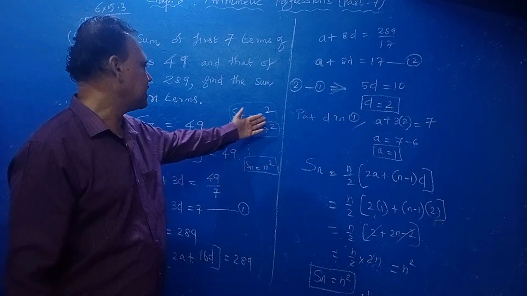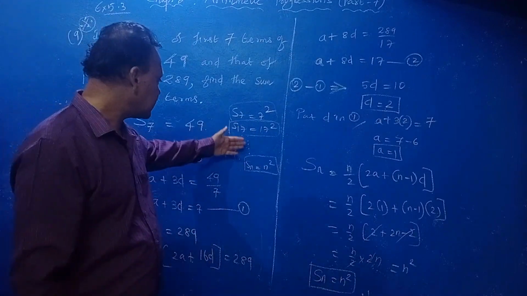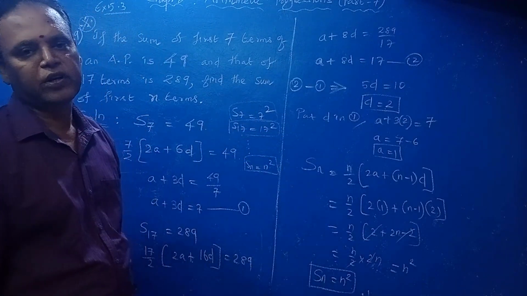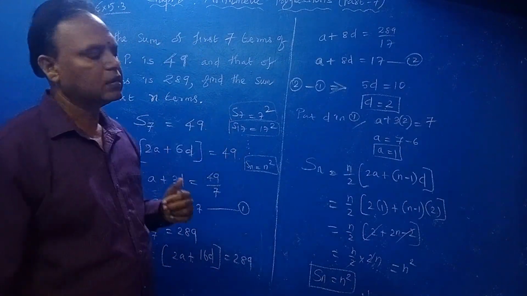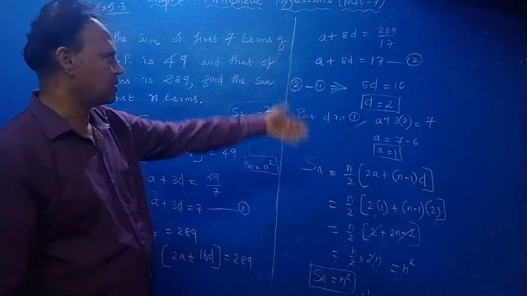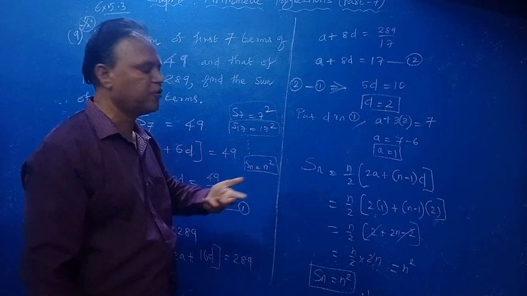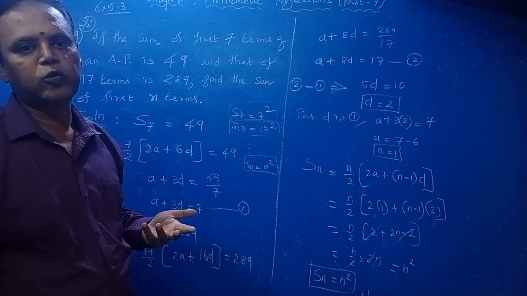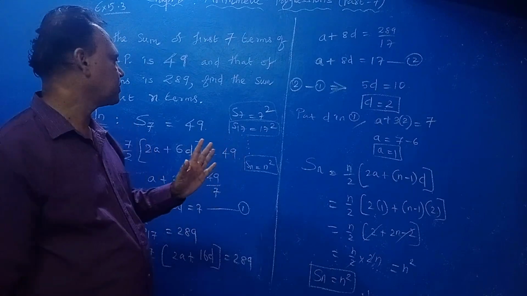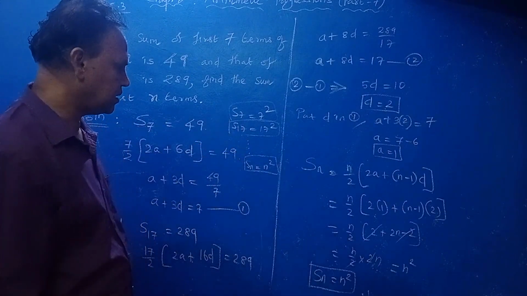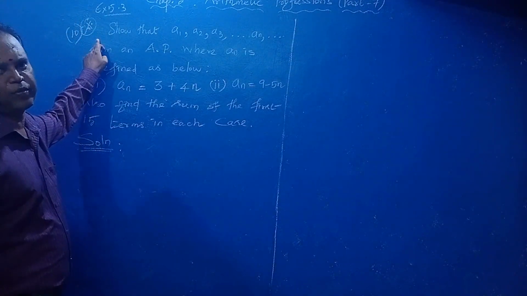You see, S7 is 7 square. S17 is 17 square. Suppose if they ask S100, it means 100 square. So Sn is n square. MCQ type questions they may ask. Clear? You no need to solve like this. This is the trick. Using the trick, easily you can find out. In MCQ questions, steps and all are not required. Only the answer. So remember this point.